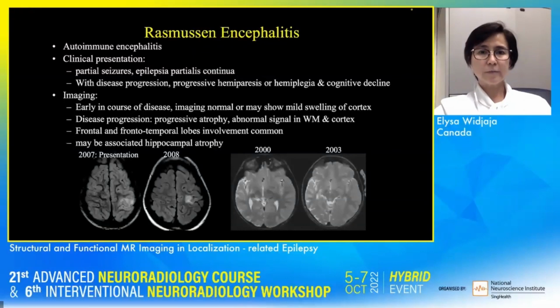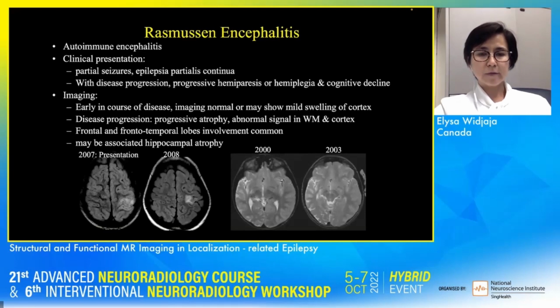So let's move on to Rasmussen encephalitis. This is an autoimmune encephalitis. Patients may present with partial seizures or epilepsia partialis continua. With disease progression, there is progressive hemiparesis or hemiplegia and cognitive decline. Early in the course of the disease, imaging may be entirely normal, or it may show mild swelling of the cortex. As the disease progresses, there is progressive atrophy and progressive abnormal signal in the white matter and cortex.